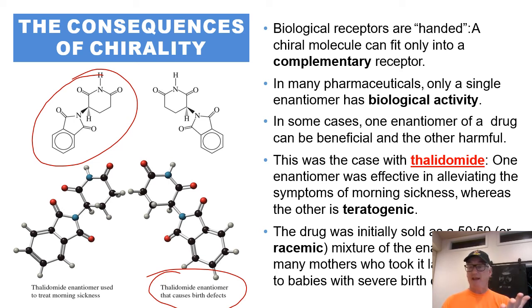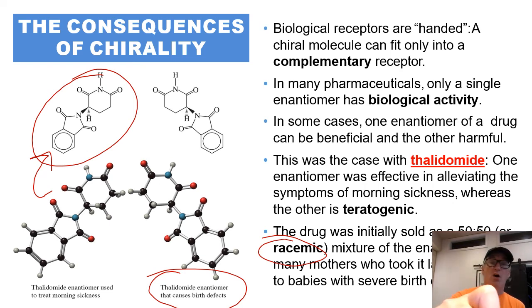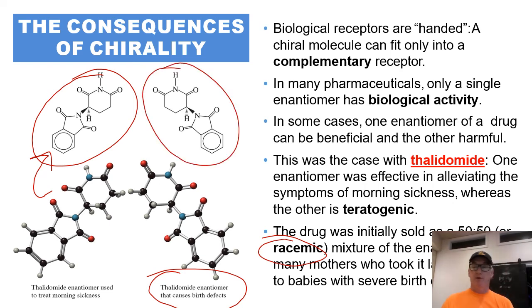when synthetic chemists are just synthesizing a molecule in the lab. Generally, you're going to get both versions of it. So it was originally sold as a racemic mixture. It was a 50-50 mixture, unfortunately. And so it did both. It did a good job of treating morning sickness, but it also caused birth defects.